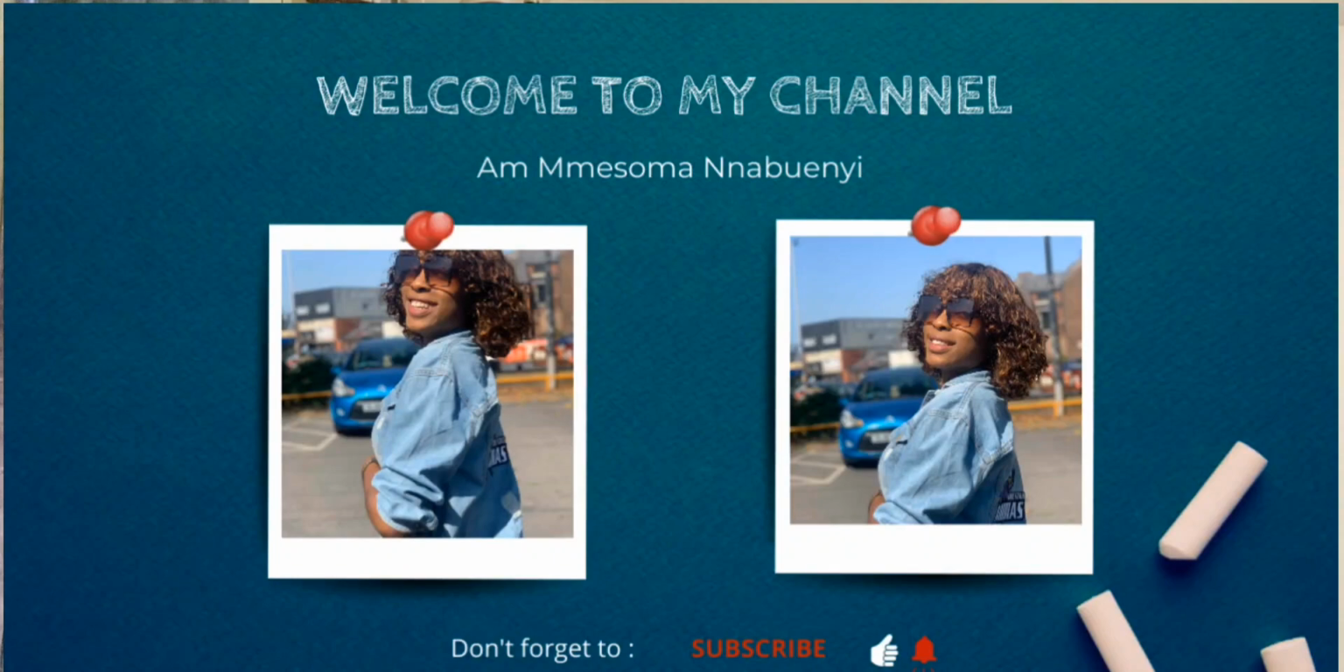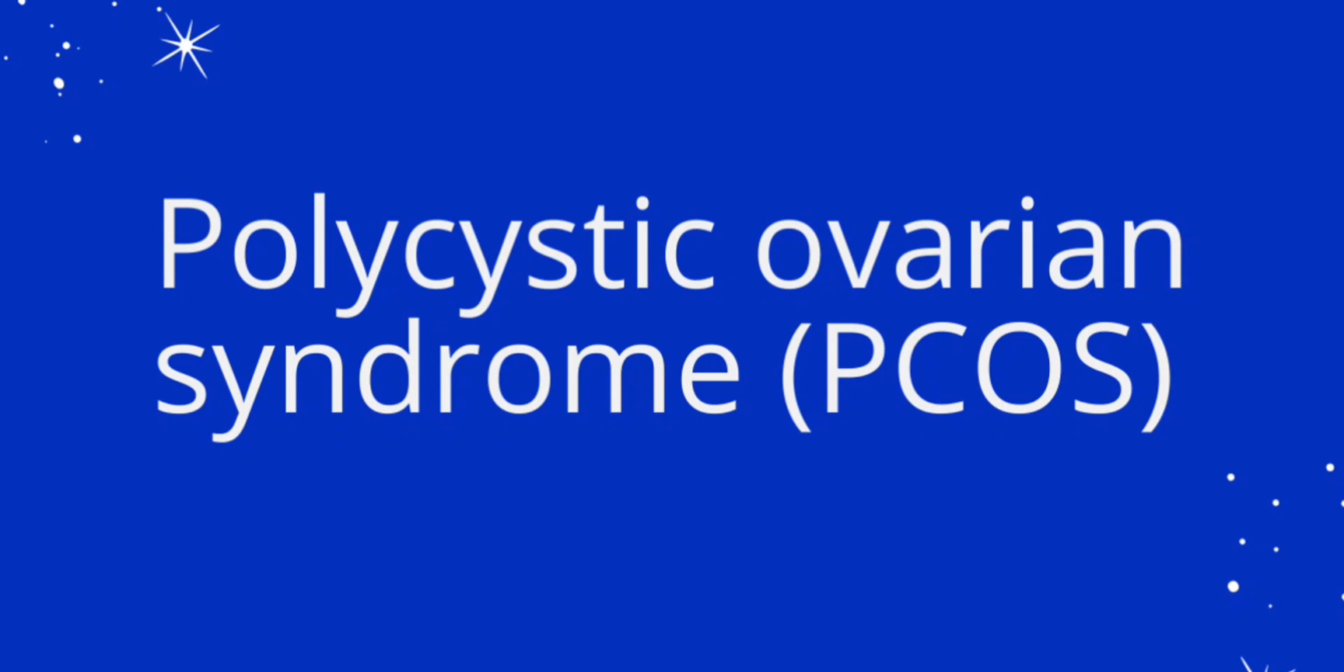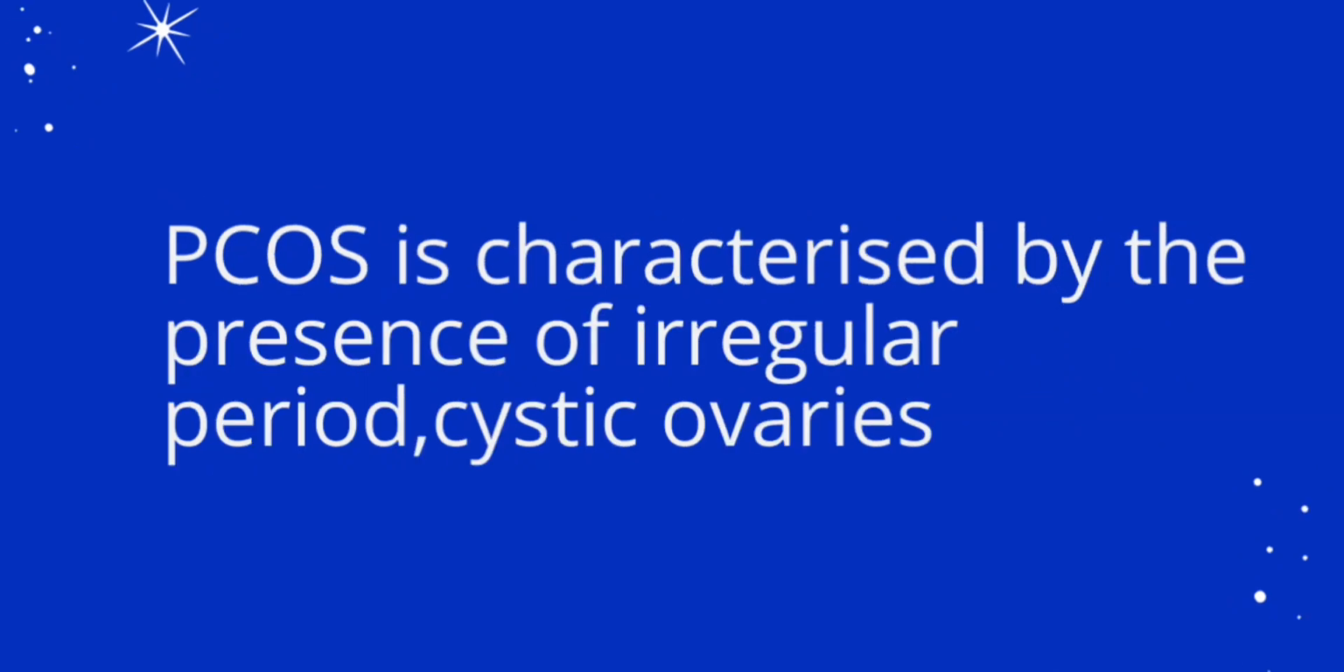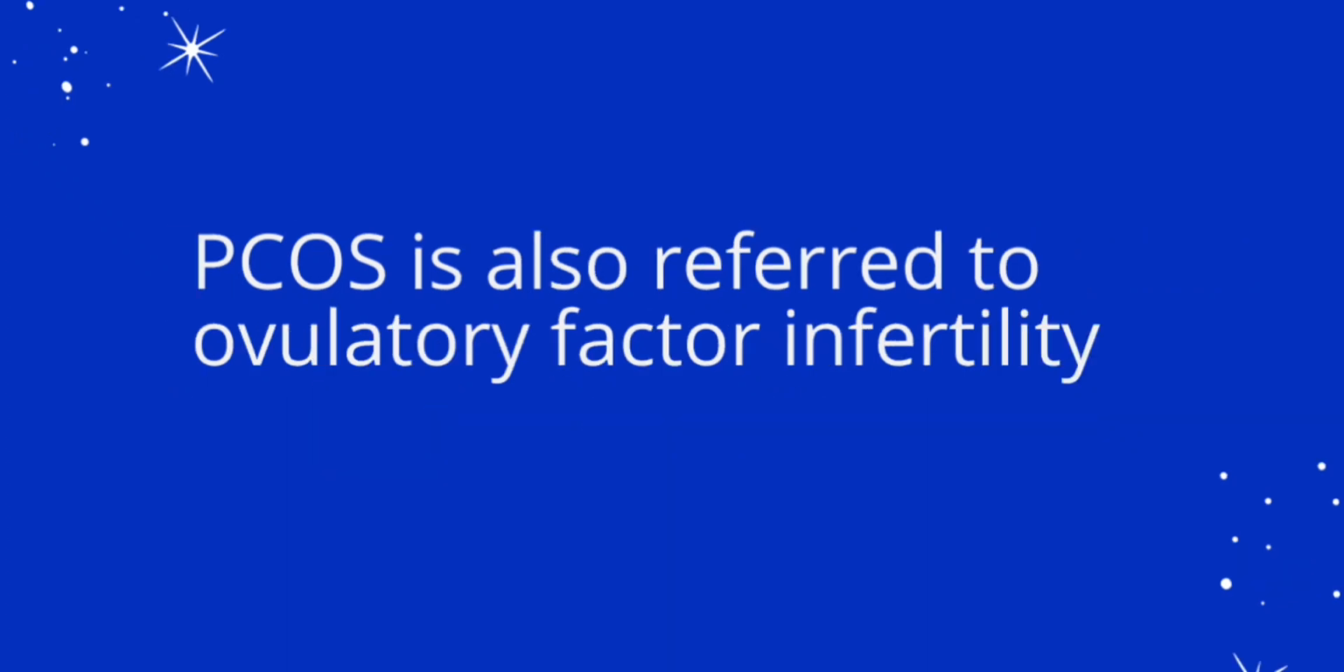In today's video, I'll be talking about PCOS, which is Polycystic Ovarian Syndrome. So this PCOS is characterized by the presence of irregular periods and presence of cysts around the ovaries. That's the ovaries are now filled with fluid-like substance around it. Okay, so this condition can also be referred to as ovulatory factor infertility.